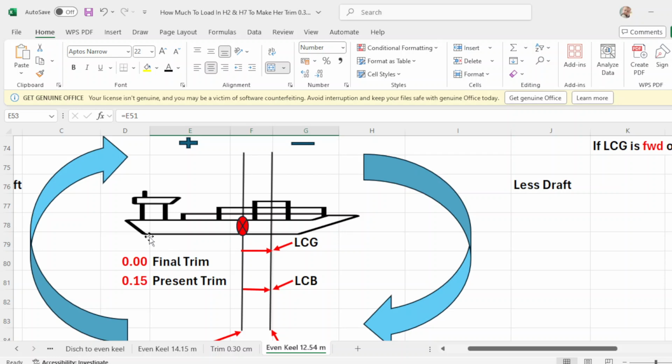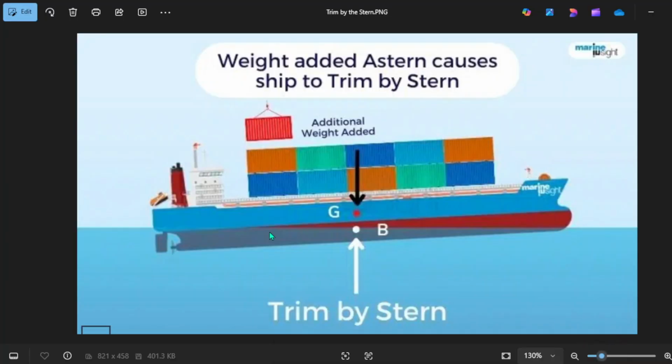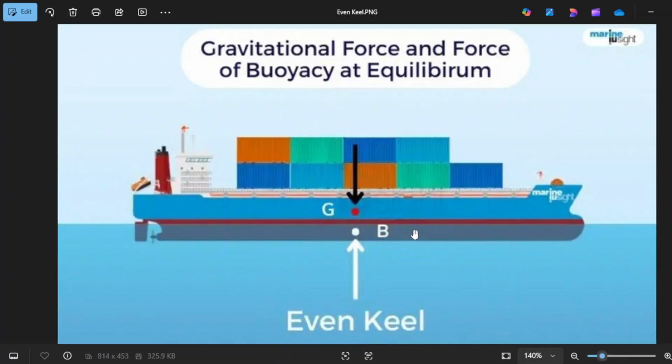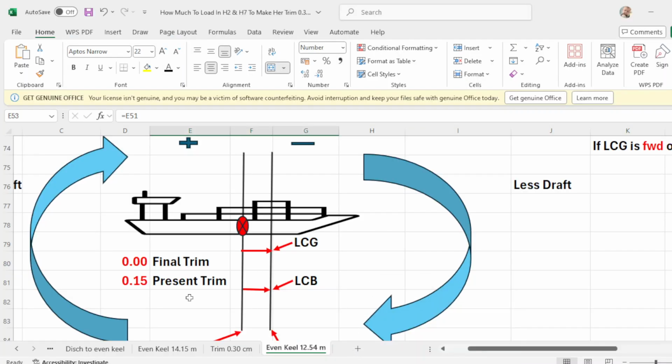So when this aft part of the vessel goes up, of course, this will also go down. Okay? Just like in this figure that I showed you, to make it even keel, the aft part will go up and the forward part will go down to have an even keel situation. Okay? So this will be the direction of the vessel when trim is reduced to even keel.